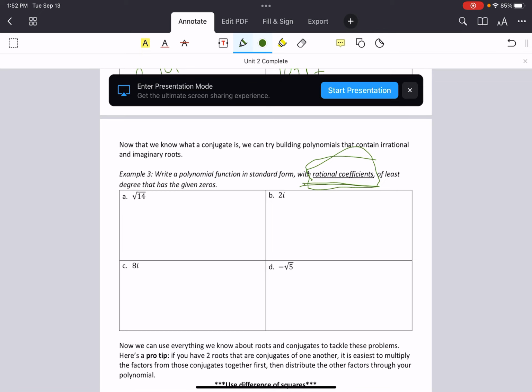Either way, right? So, if I have a polynomial function in standard form, so all the parentheses are gone, with rational coefficients, do any of the coefficients have an i in it? No. Do any of the coefficients have a square root in it? No. Well then, you ready?